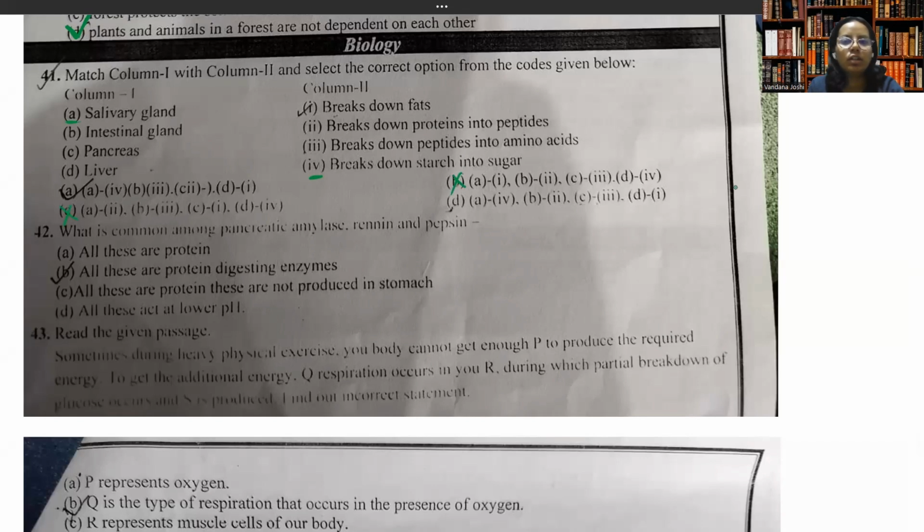Okay. D option is same in both of them, so we don't need to consider it. Let's look at B and C. Intestinal glands help to break down peptides into amino acids, and our pancreas helps to break down proteins into peptides. So A is going to be the answer.